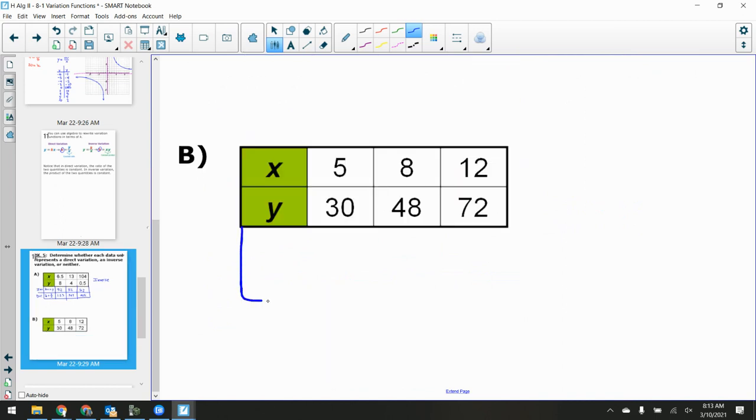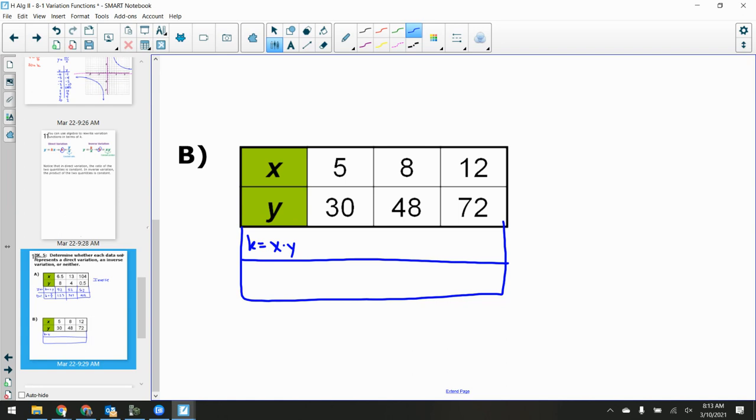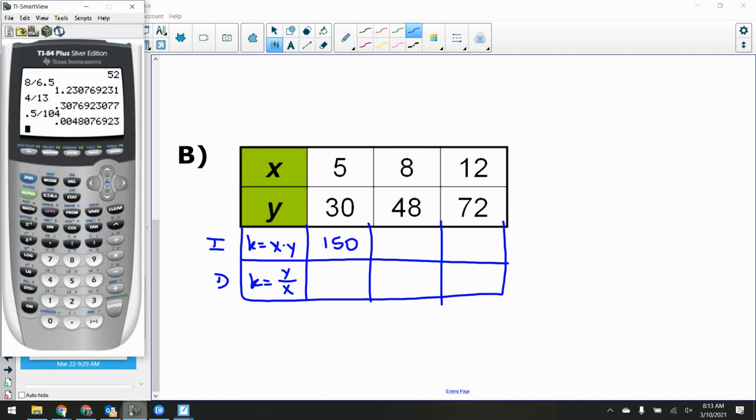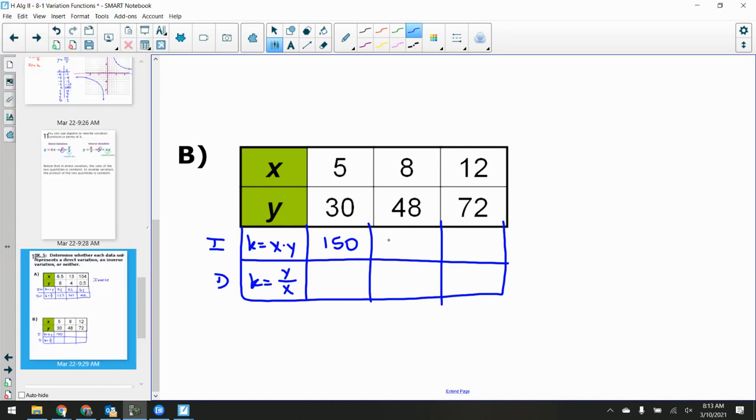Again, what you're going to do here is check for k equal to y times x, or x times y, which is an inverse variation. The direct variation would have been the k value equaling y divided by x. And now we check each one. So 30 times 5 is 150. 48 times 8 is not going to be 150. It's 384. So I don't even need to check this. It doesn't matter.